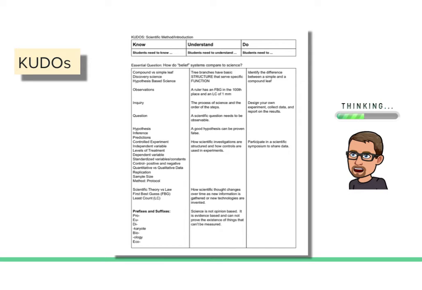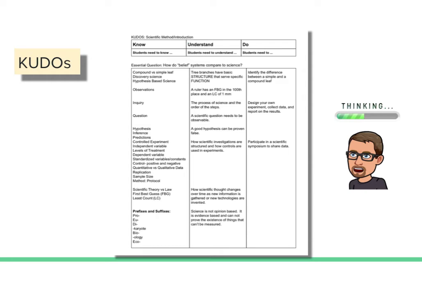Let's take a quick look at our kudos for this week. So the things you want to be in the know about. Here is the vocabulary for this week. A lot of it has to do with the elements of an investigation, things such as hypotheses, inferences, predictions. So we're looking at some studies and identifying the parts and pieces of those studies.